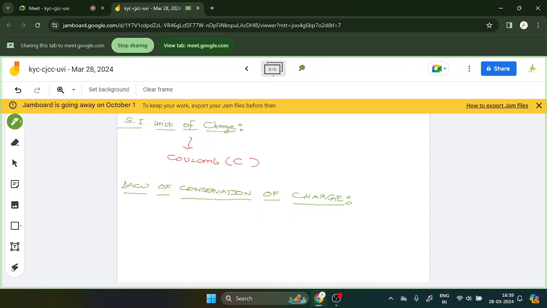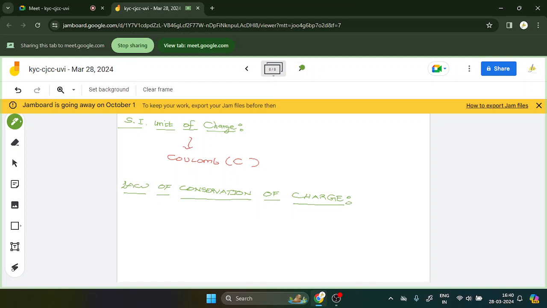Okay. So basically, according to the law of conservation of energy, you may have heard that energy can neither be created nor be destroyed, but can be transformed from one form to another form. For example, when you switch on the light, what happens? The electrical energy gets converted into light energy. Energy is the same, but it is being transformed. Clear?